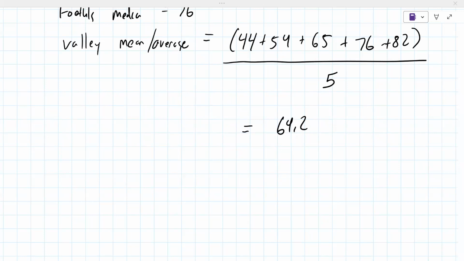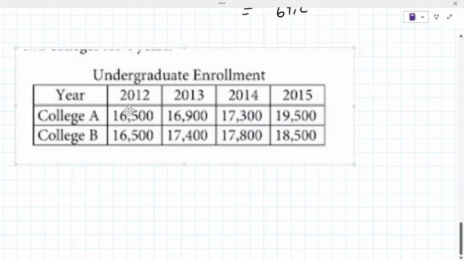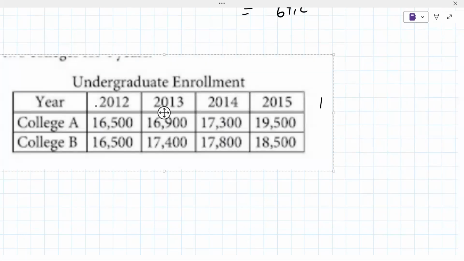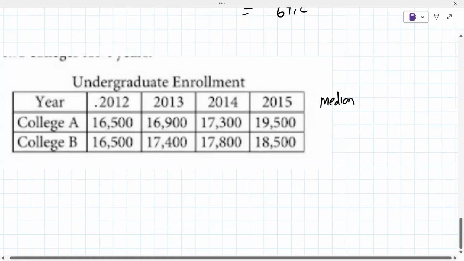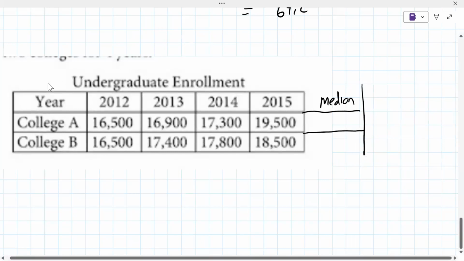All right, so here is another data set. I want you to calculate the median for both data sets. And keep in mind that if there's an even number of numbers, there is no middle number. Do you see that? There's 1, 2, 3, 4 numbers here. There's no middle number. So do you remember how to find the median when there's two middle numbers?